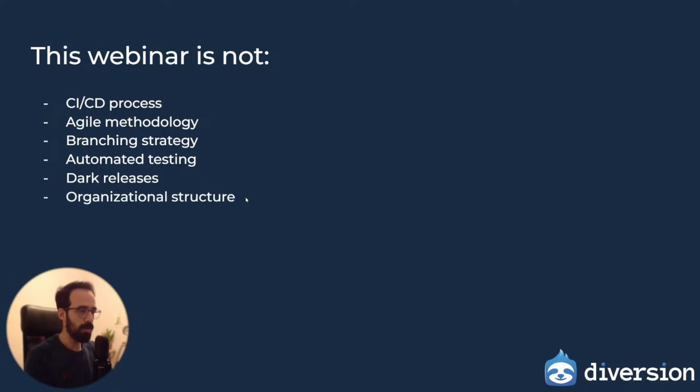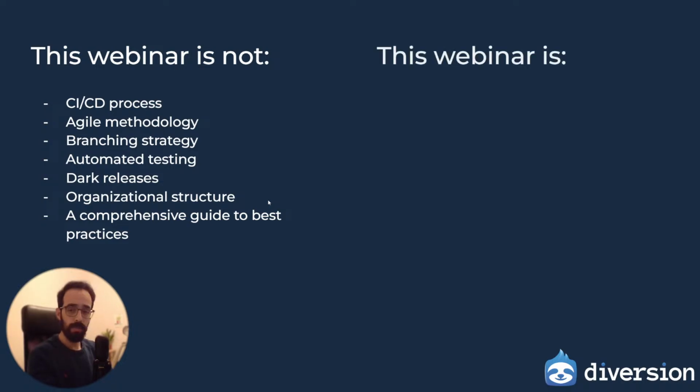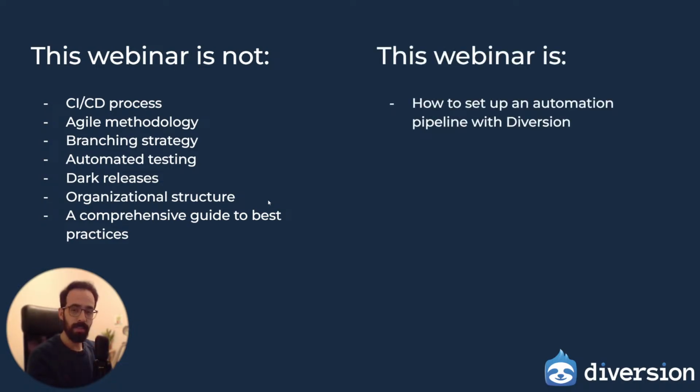CI/CD can also affect your organizational structure. And this is not meant to be a comprehensive guide to all of the best practices regarding Unreal or CI in particular, or CI/CD in general. What this will be is how to set up an automation pipeline with Diversion, which unfortunately a lot of people confuse with CI, right? An automation pipeline is a part of your CI/CD process. Something hopefully you'll be able to adapt to any specific use case.